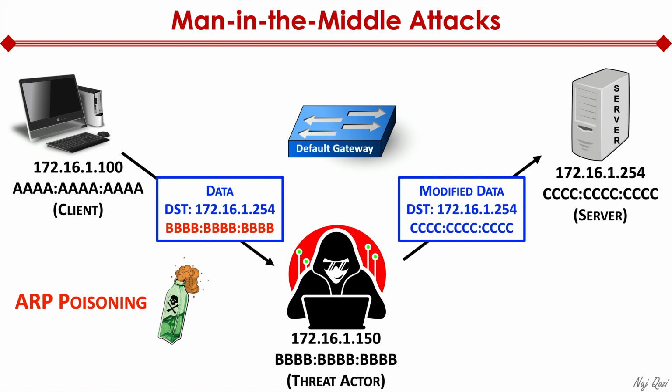What this ultimately does is it creates a condition called ARP poisoning, where the ARP table on the client and the ARP table on the server get poisoned because we have the wrong information in our ARP tables respectively, and we're none the wiser.